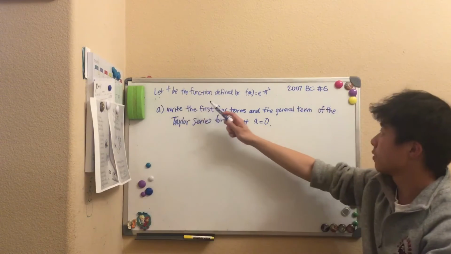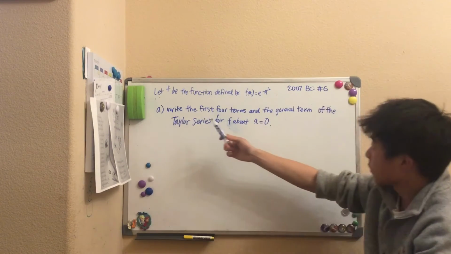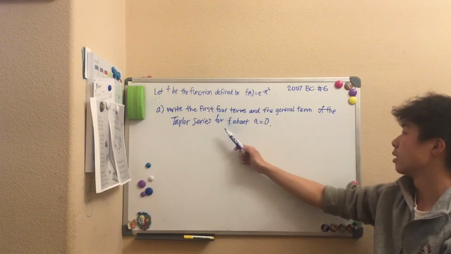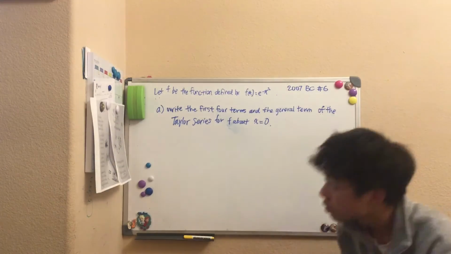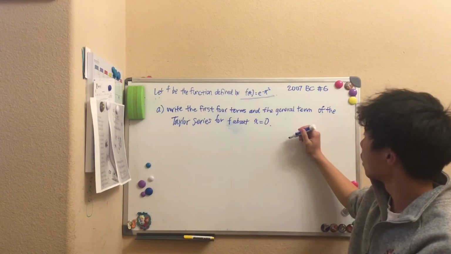Let f be the function defined by f of x equals e to the power of negative x squared. A, write the first four terms and the general term of the Taylor series for f about x equals 0. So we're given the function, and we have to convert it to a series.